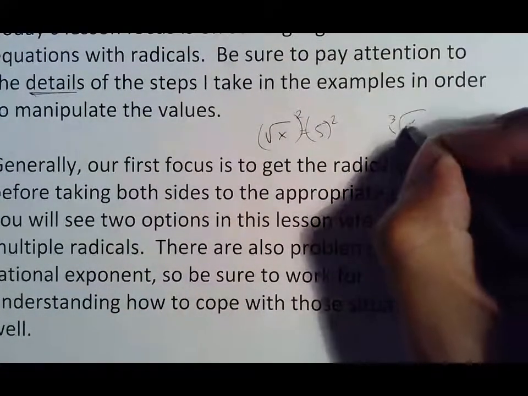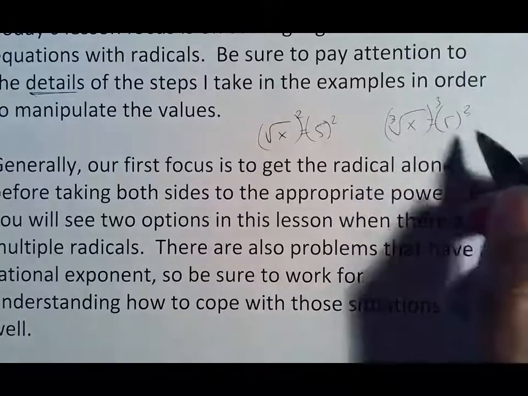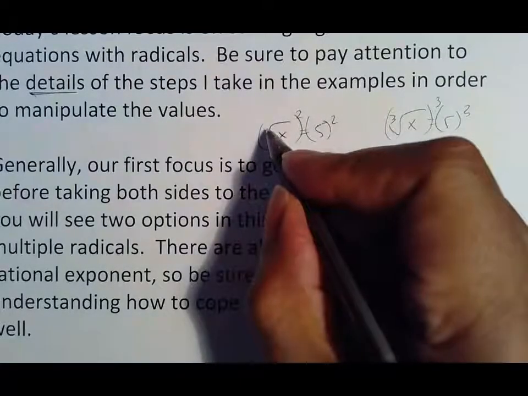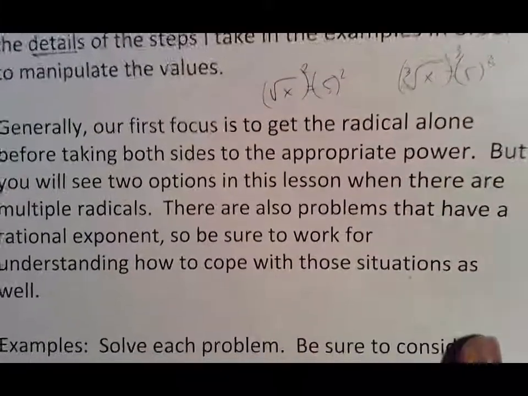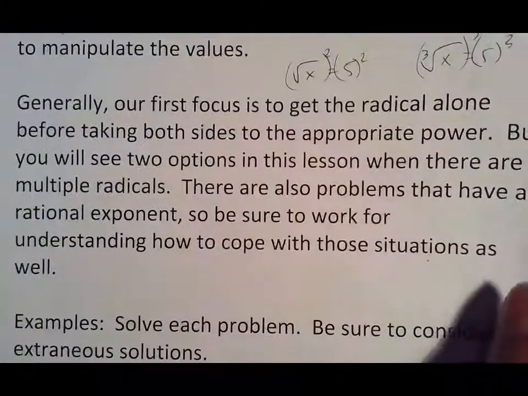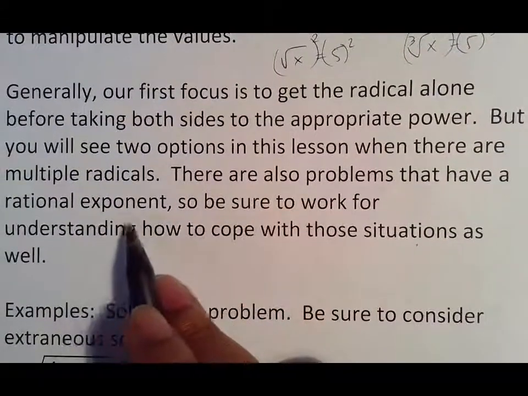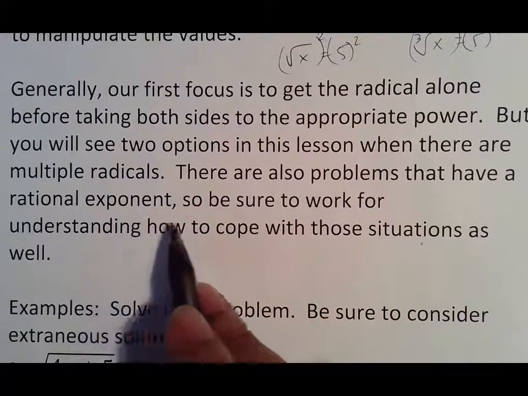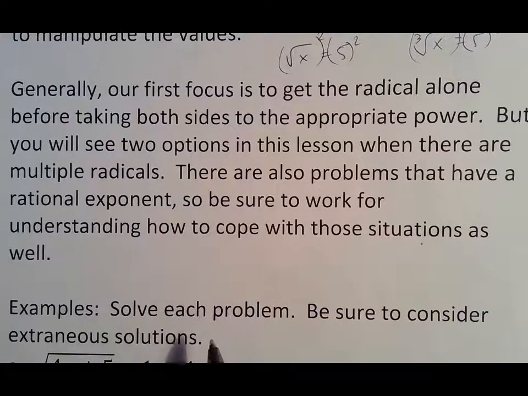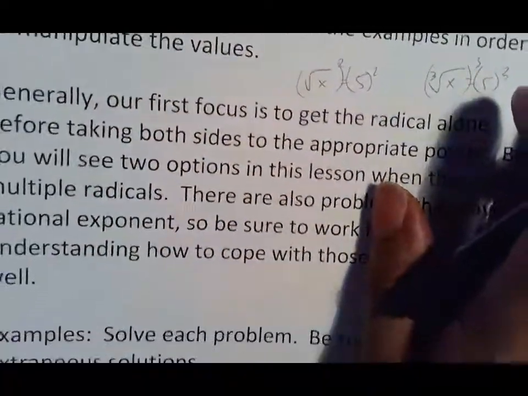If I have the third root of x equals 5, then I'm supposed to take it to the third power to get rid of the root. So depending on that number, remember there's an invisible 2 here, that's what power you take it to. There are also problems that have a rational exponent. So when I get to that, make sure you work for understanding on how to cope with those situations as well.